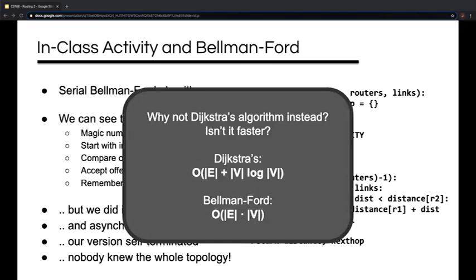So there was this great question after last class. Why not use Dijkstra's algorithm instead? Isn't it faster? So is it faster? I mean, the big O, usually, it's got this additive part. Even if it was E plus V, as opposed to E times V, that's going to be better, generally speaking. But what's not fair about this? This is not an apples-to-apples comparison. Why is this not an apples-to-apples comparison?